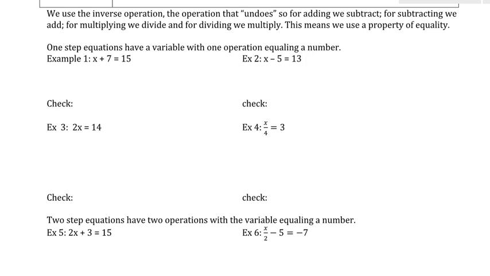So when we have, like example 1, very basic one-step equations, if you have x plus 7 equals 15, you want to undo the adding of 7 to get the x by itself. That's what solving for one variable means: get the variable by itself equals everything else. So we write minus 7 and minus 7, and we get x equals 8. That's using the subtraction property of equality.